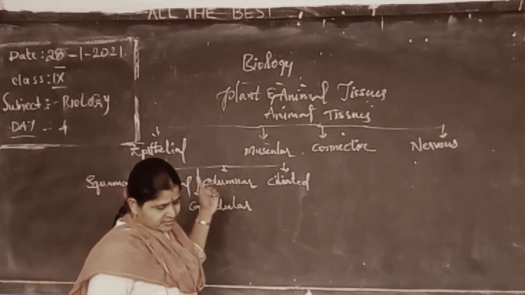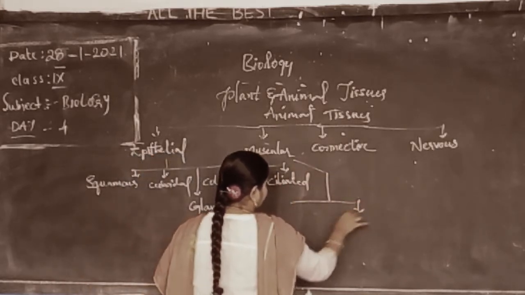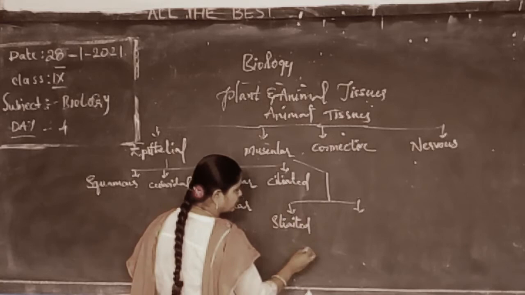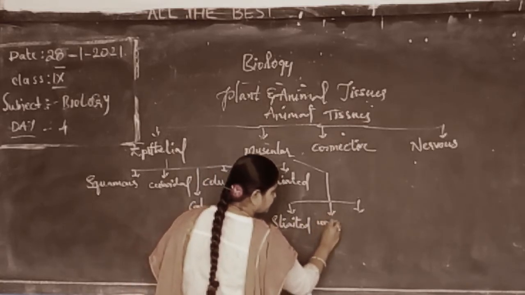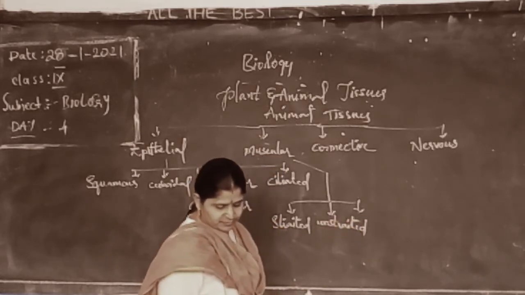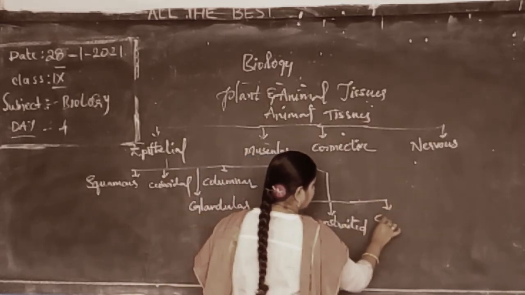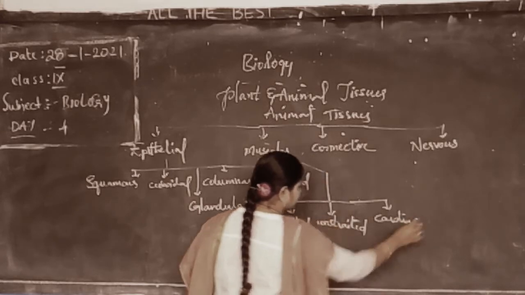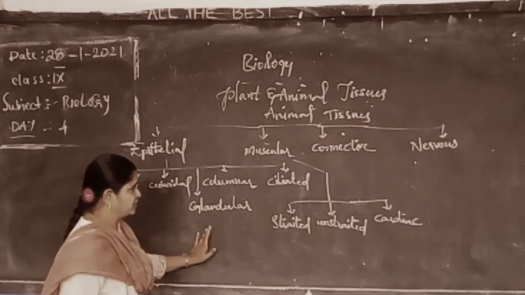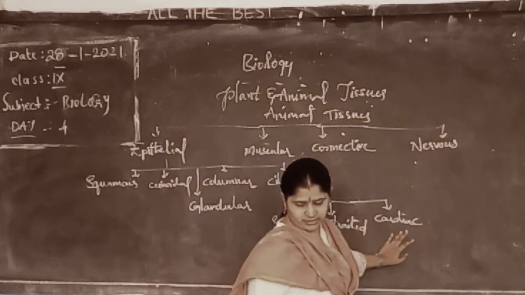And again, this muscular tissue is divided into three major categories: striated muscular tissue, unstriated muscular tissue, and cardiac tissue. Epithelial tissue: squamous, cuboidal, columnar, ciliated, and glandular. And muscular tissue: striated, unstriated, and cardiac tissue.